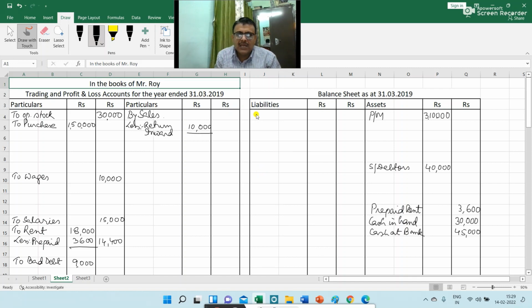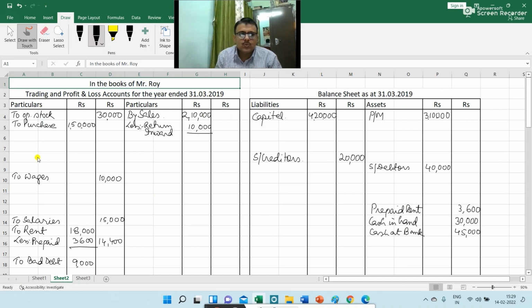So capital will appear on the liability side of your balance sheet. So opening capital I am writing at rupees 4,20,000. Next item is sundry creditor, which is also a part of the liability side of the balance sheet. So sundry creditor is 20,000. I am writing it in the outer column. Next is sales. Sales is 2,10,000. I am writing in the trading account.